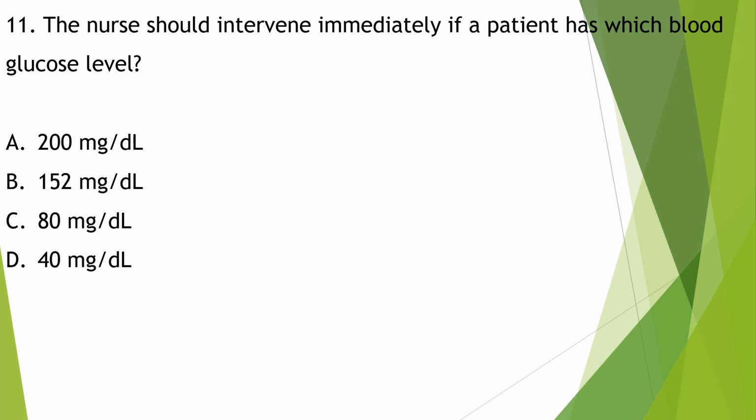The nurse should intervene immediately if the patient has which blood glucose level: 200 mg per dl, 152 mg per dl, 80 mg per dl, 40 mg per dl. As the brain can only use glucose for its metabolic functions, a glucose of 40 requires immediate treatment to avoid potential irreversible central nervous system dysfunction.